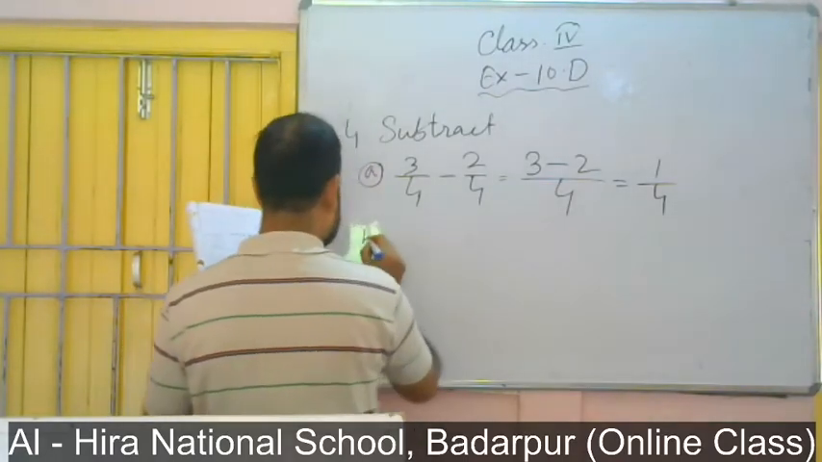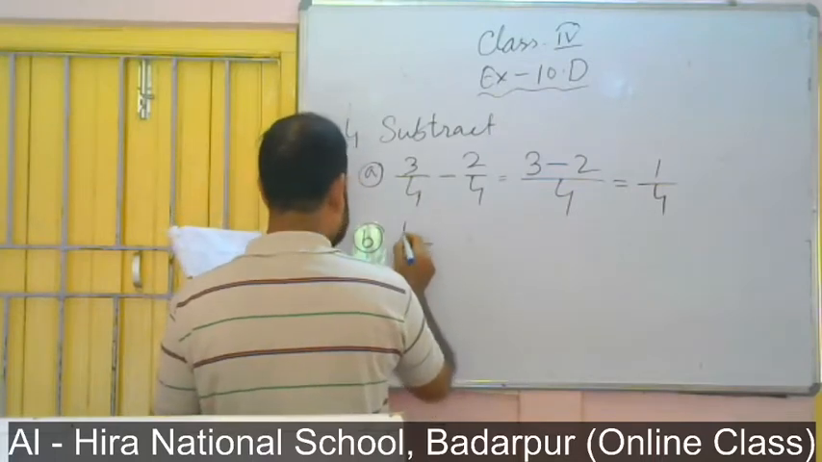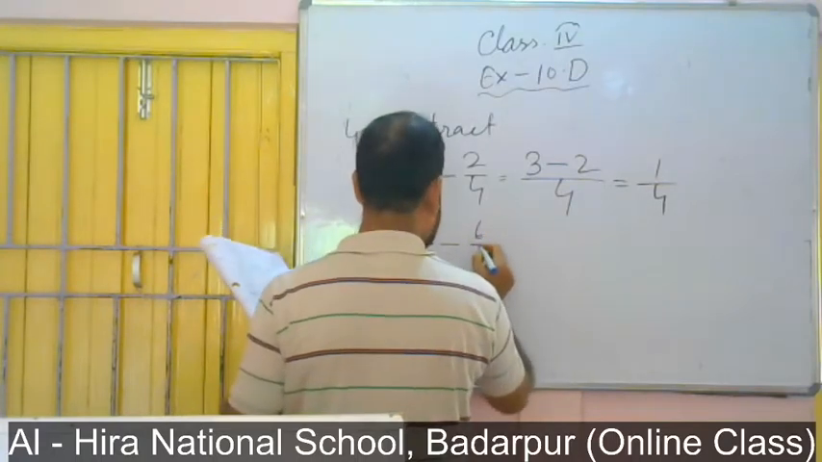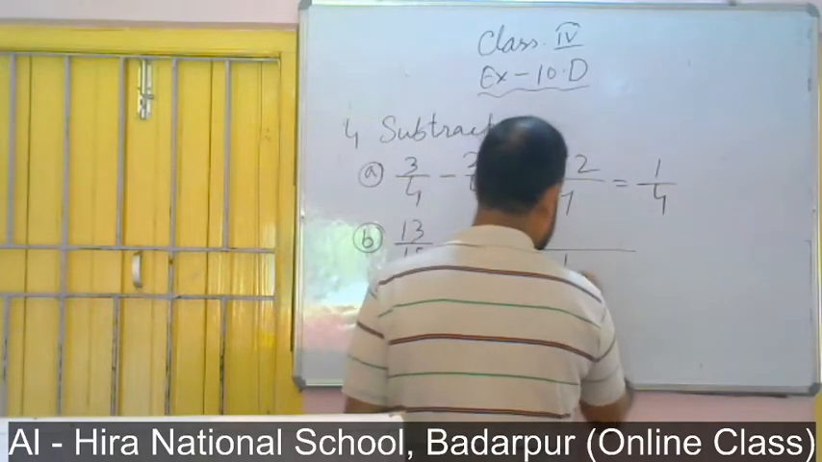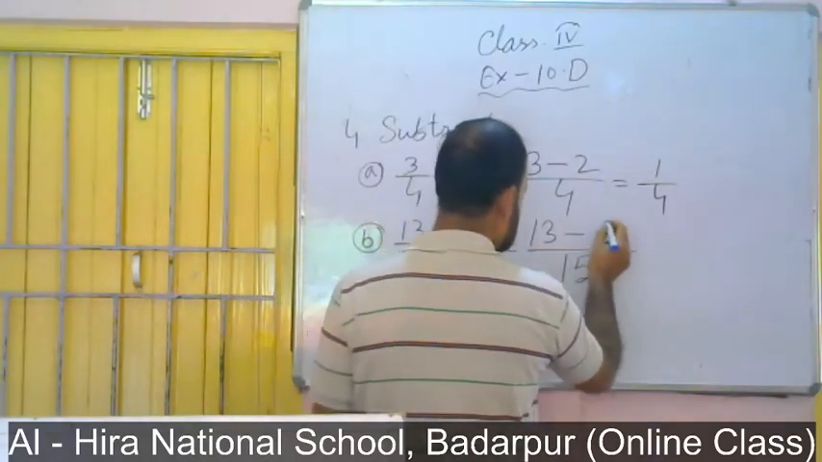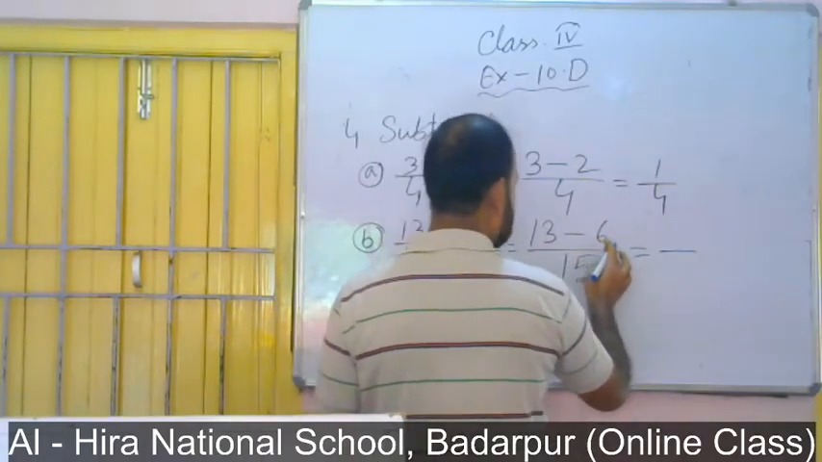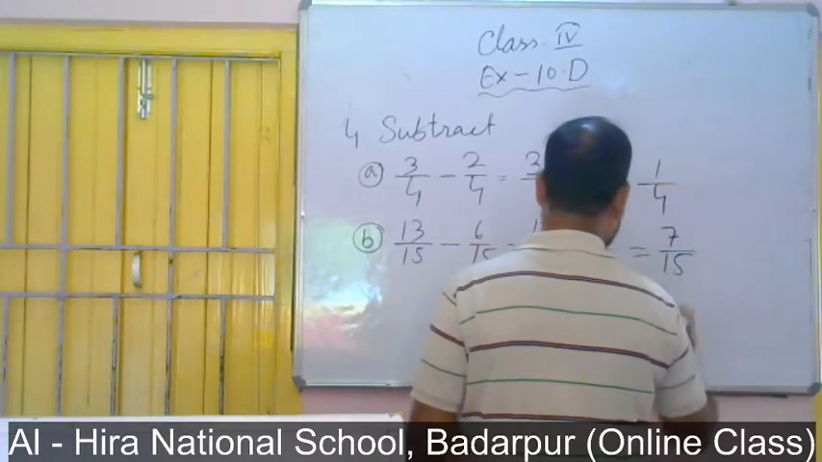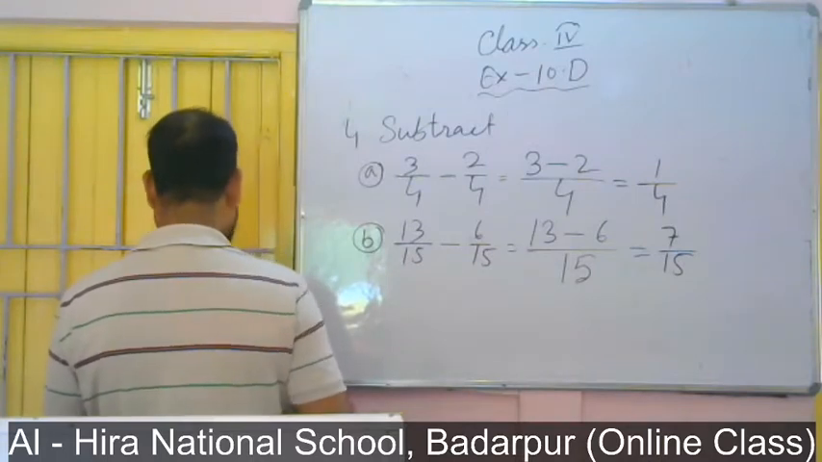Next question number B. 13 by 15 minus 6 by 15. So now common denominator is 15 and 13 minus 6. 13 minus 6 is equal to 7 by 15. Answer is 7 by 15.